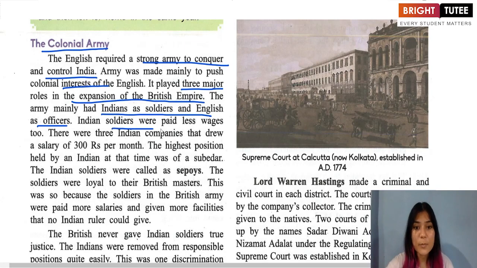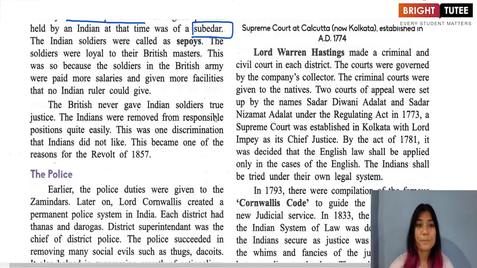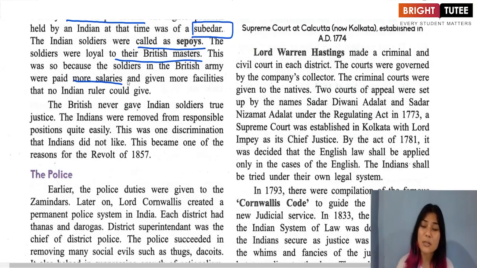The Indian soldiers were paid very low wages. There were three Indian companies that drew a salary of 300 rupees per month. The highest position that an Indian could get at that time was that of a Subedar. So that was the highest that they could get. The Indian soldiers were called sepoys. The soldiers were loyal to their British masters. This was because they were paid more than what the Indian rulers paid their soldiers. That is why soldiers were recruited; they were interested to work under the British.